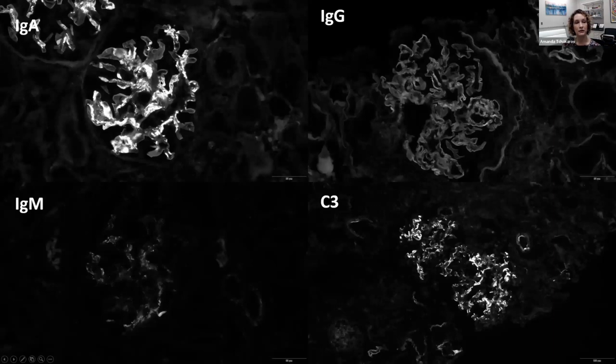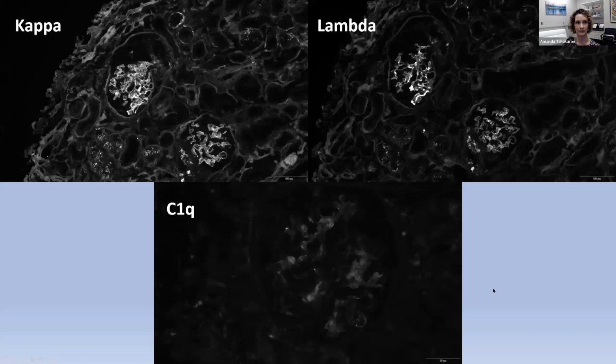Looking at immunofluorescence, we can see that within the glomeruli, IgA has significant mesangial granular deposits, where IgG and IgM are negative, and C3 also has similar deposits. Looking at kappa and lambda, they have similar deposits as what we saw with the IgA, and C1q was negative.